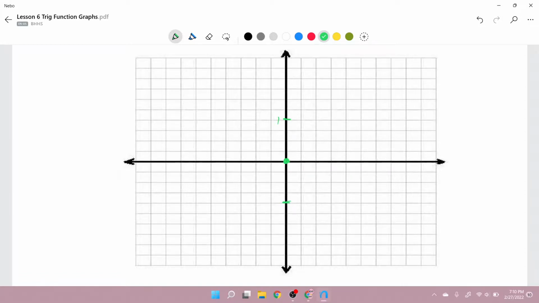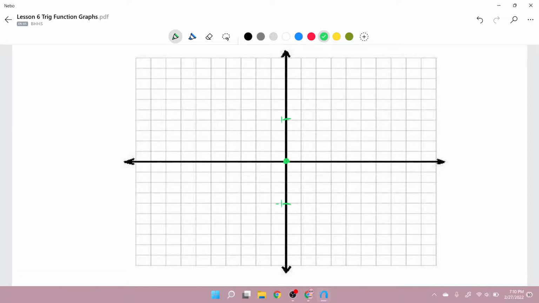That's not 4. 1, 2, 3, 4. 1. Maybe it was 4. Maybe I just can't count right now. And 1, 2, 3, 4. There we go. I don't know.